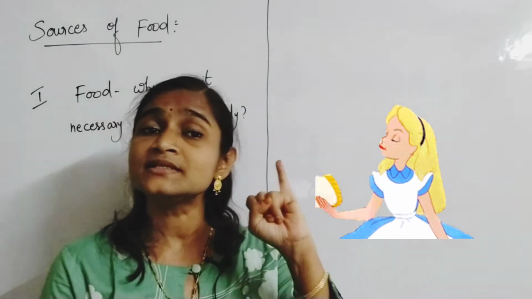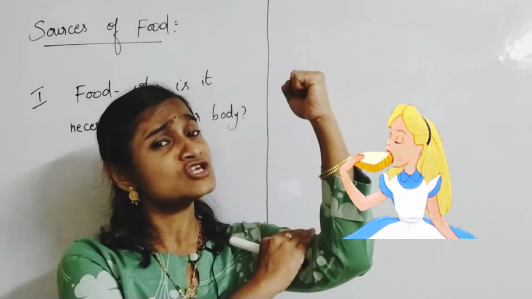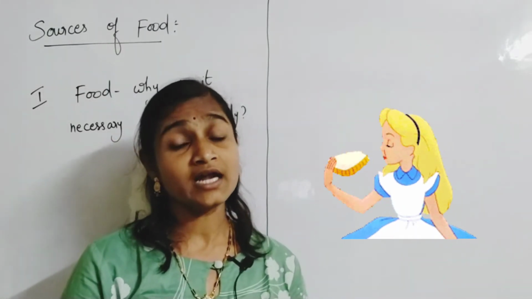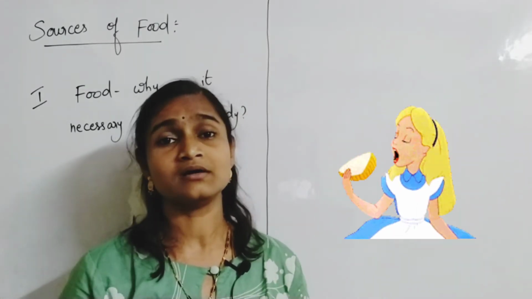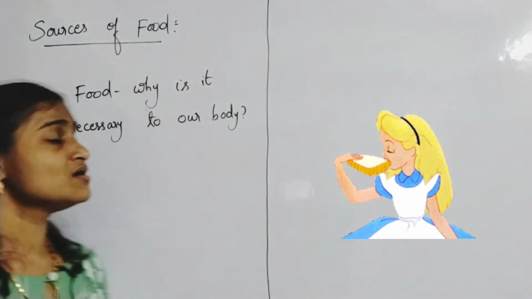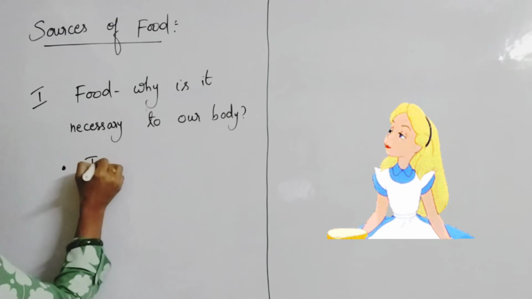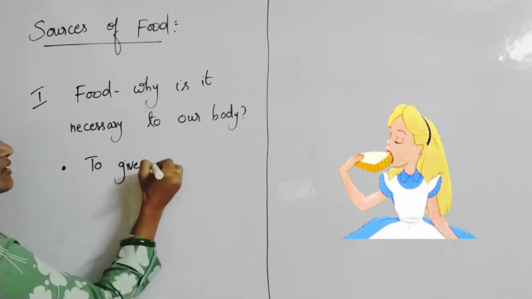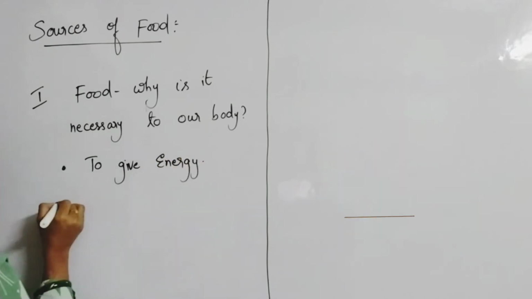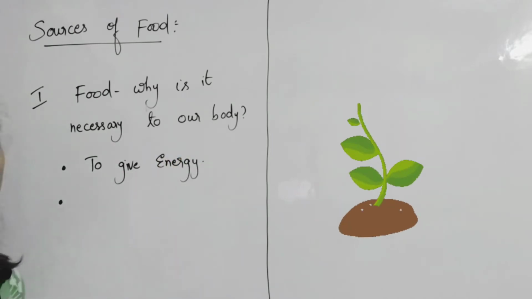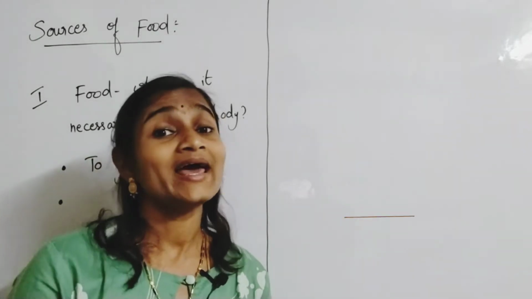Okay, so the first thing is, food gives us what? Energy, isn't it? A lot of energy is required for us. Until and unless we have a lot of energy to do work, we cannot work without food. So the first reason why food is necessary is to give energy to our body. Food gives us what? Energy.